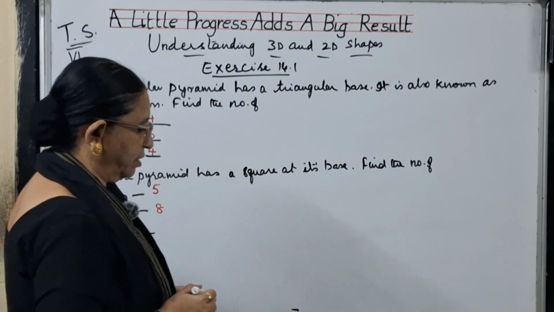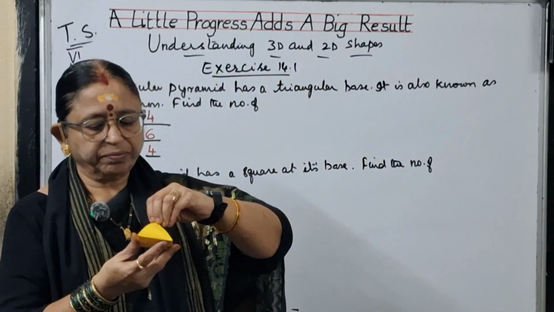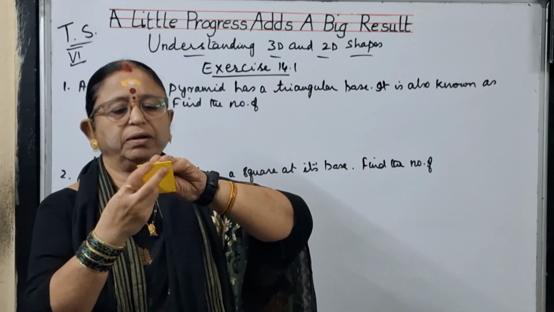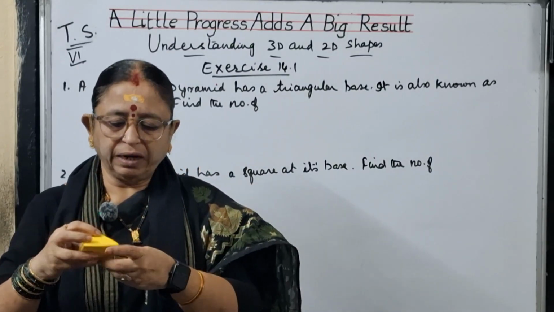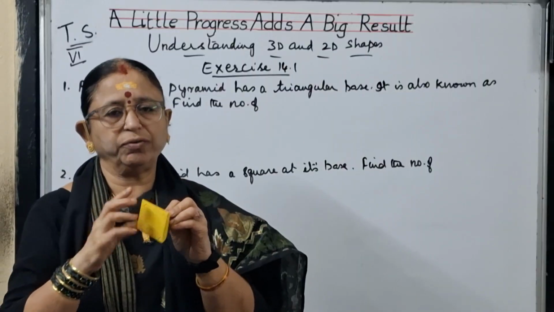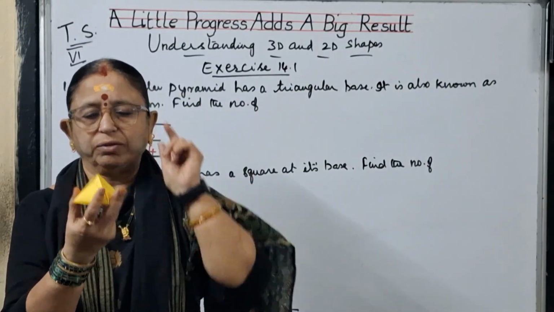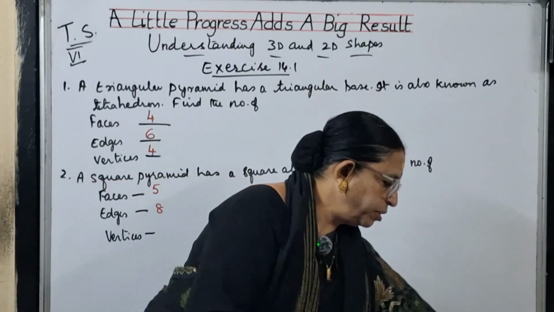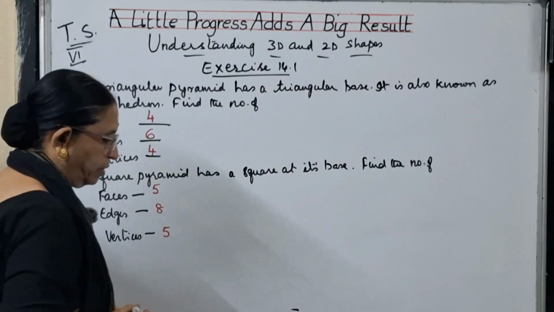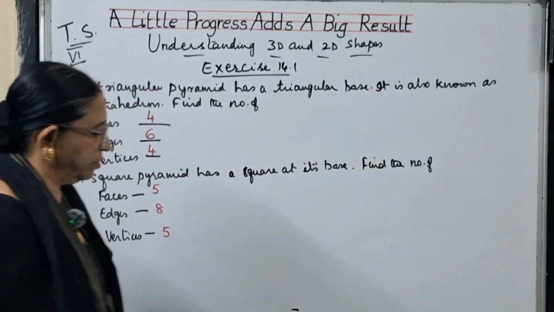And vertices. How many vertices is it having? See, children. Here it has got 1, 2, 3, 4. So the square has 4 vertices. And the top one is the fifth one. So the total number of vertices is 5. So these are the answers for this problem, children. Please note it down.